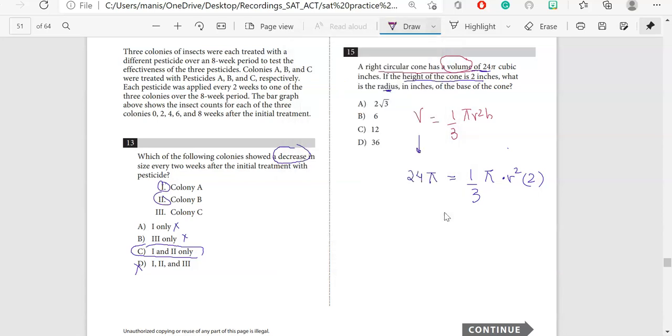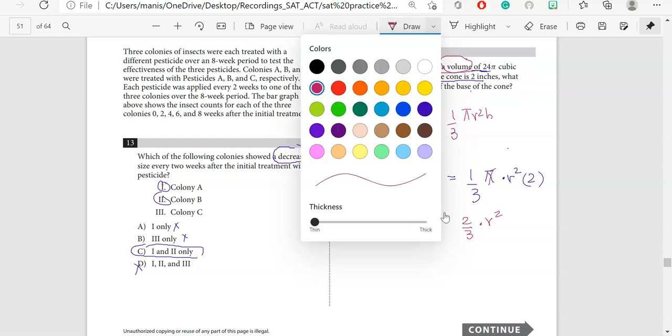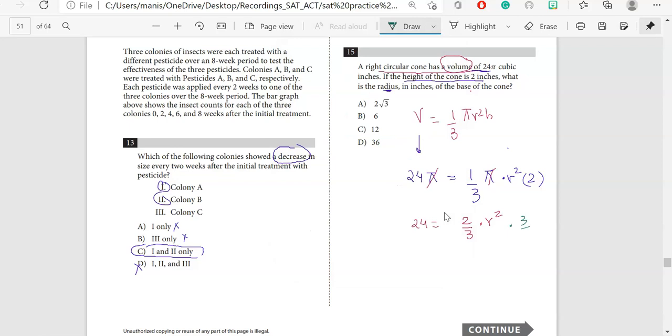Now how can I solve this problem? First of all, you can cancel pi with pi, and what you will be left with is 24 is equal to 2 over 3 times r square. Okay, so what I can do is multiply this by 3 over 2. I multiply by the reciprocal, this gets cancelled out, and it will give me 36 on this side. This will be r square, and after this I will take the square root on both sides, and I will end up with the value of r as 6. That's my radius. Option B is the correct choice. That's my answer for this question.